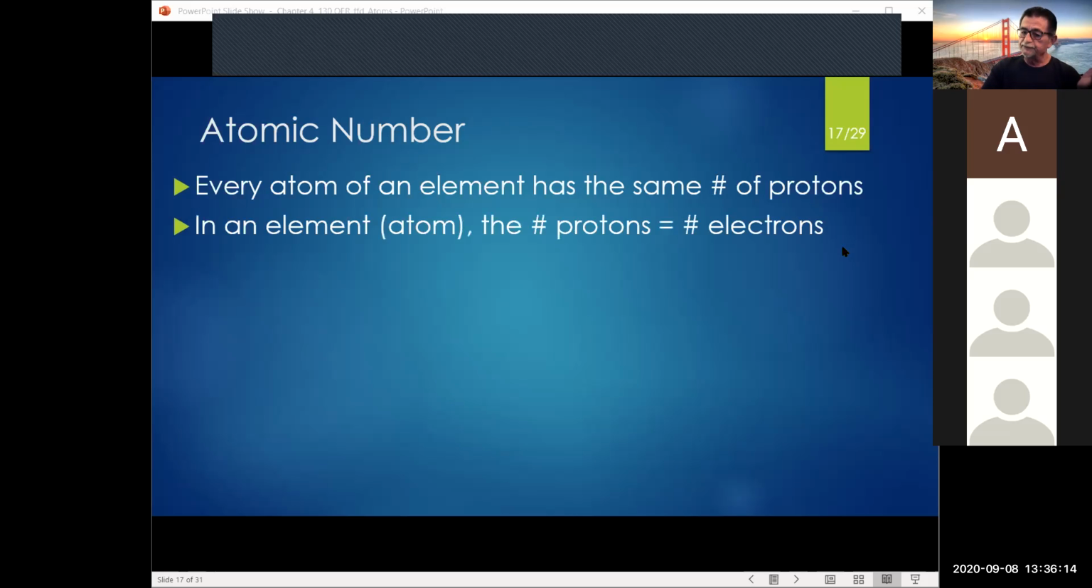Now, every element, like I explained, has the same number of protons, all right? And in the element, the number of protons equals the number of electrons. Now, let me ask you guys a question. We just showed from the videos that the protons have a positive charge, correct? And the electrons, we determined that they have a negative charge. Now, if I have 5 positives and 5 negatives, what is my net charge? It'll be 0. Zero, exactly, good. That means that every element on that periodic table has an equal number of positives and an equal number of negatives, and so their net charge is 0.